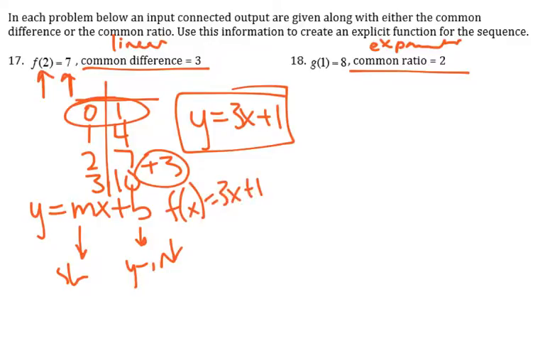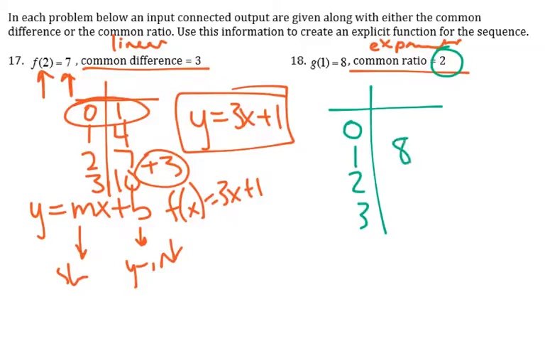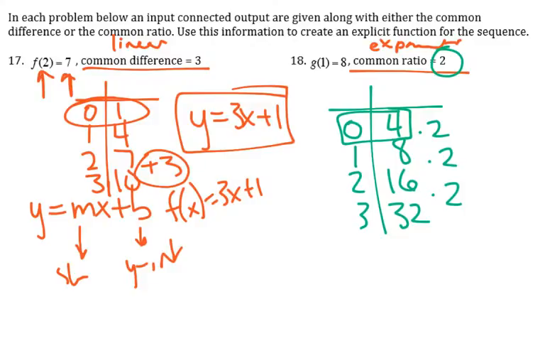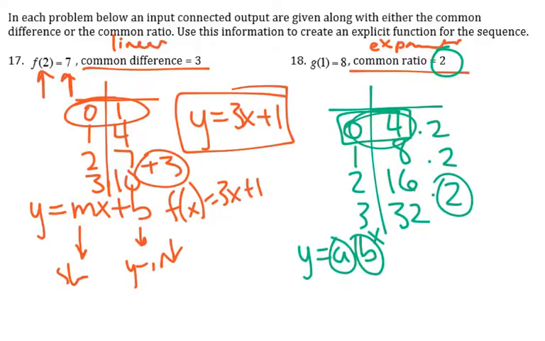Okay, for the second one, common ratio of 2, so we're timesing by 2. So we look at our t-chart. We got 0, 1, 2, 3. At 1, we know that we've got 8 for our output, and we're timesing it by 2, so that would be 16. That would be 32. Going backwards, it'd have to be 4, because 4 times 2 gives us 8. So with an exponential, remember, it's y equals a times b to the x, where b is the number we're multiplying by, a is the y-intercept. So I'd go y or f of x equals 4 times 2 to the x.